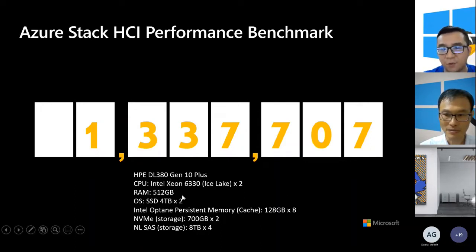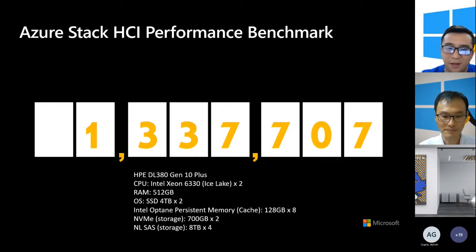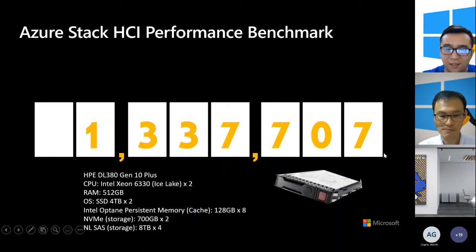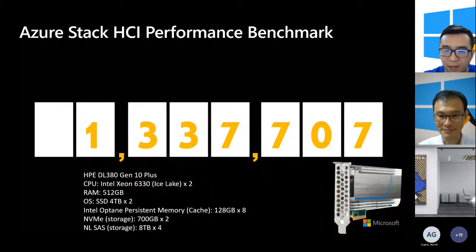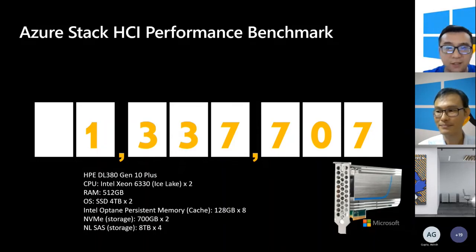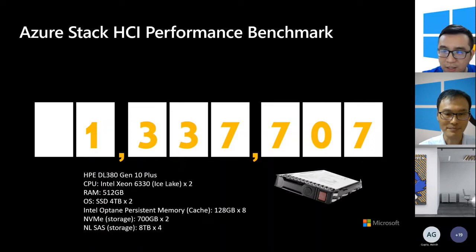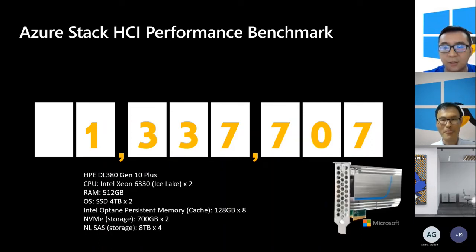For this, we actually have two kinds of OS to do the testing. One is Azure Stack HCI OS, and the other is Windows Server 2022 Datacenter Edition. Then we have a normal NL-SAS hard disk, and another one is this Intel Optane NVMe. So this setup is actually a three-tier storage setup, and these are used as the storage disks.